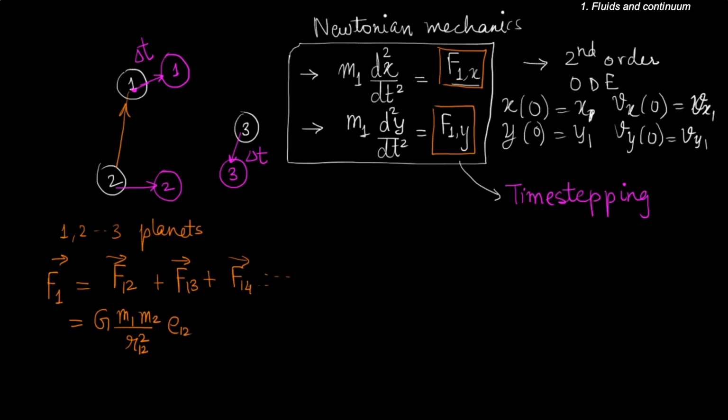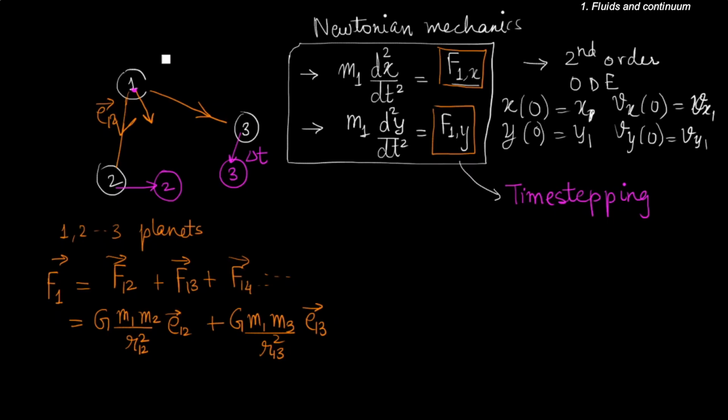So planet 1 will be attracted towards planet 2. This is the direction e12, plus G m1 m3 upon r13 square e13. So it will be attracted towards this. And the sum of these two attractions is this. So if the particle's initial velocity was 0, it has a net force acting in this particular direction. So at the next time step, it will arrive at this location.